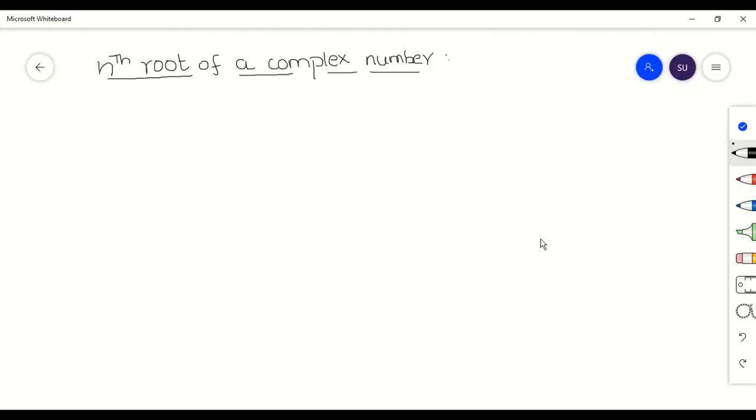In this video, we will discuss the nth root of a complex number along with some examples. So let us start with the nth root of a complex number.